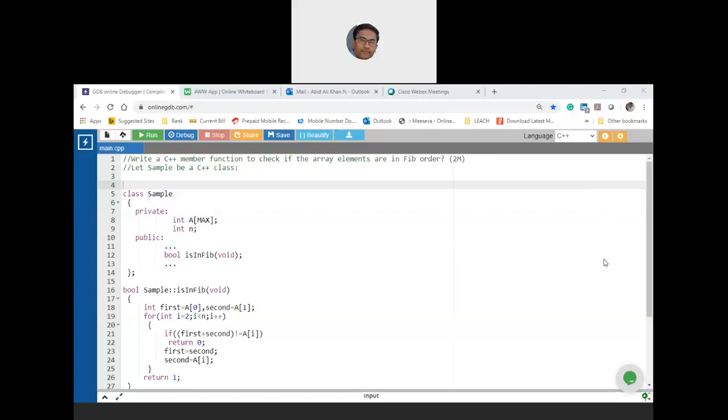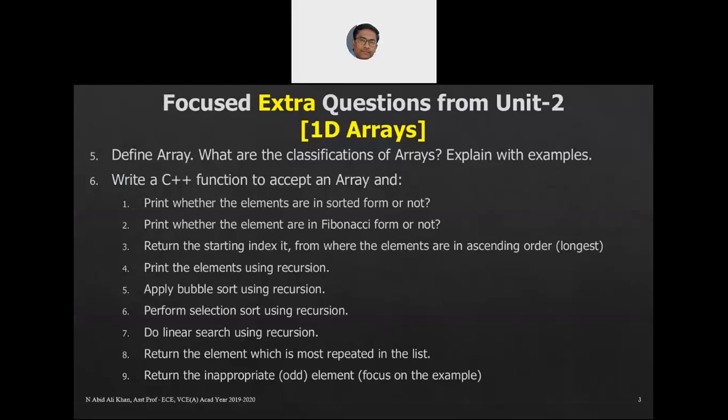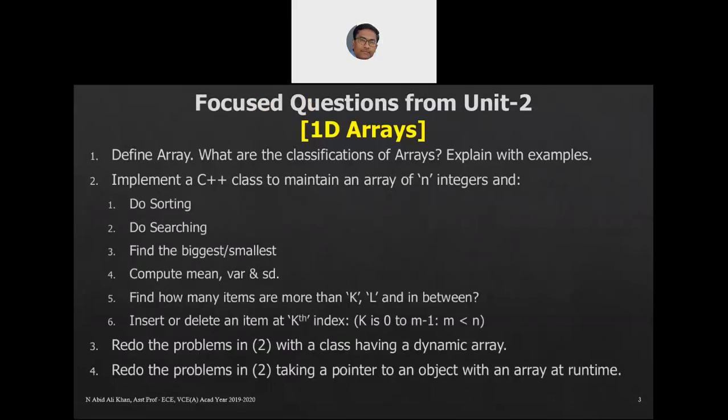Okay. Fine. So let us go back to our discussions on 1D array basics. What is the definition of an array? It is a collection of similar data items which are grouped together under a single tag name.